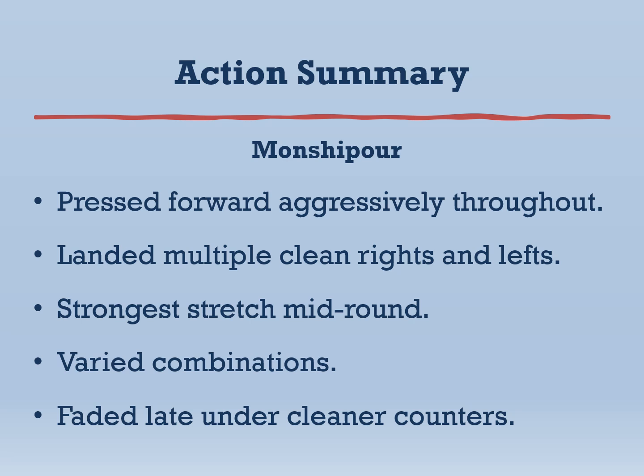Monshipour presses forward throughout the round and lands several clean hard rights and lefts to the head, along with body shots. He then has his best stretch in the middle of the round, controlling the action for about a minute with varied combinations. But he then fades late under Sithchatchawal's cleaner counters and is unable to defend the final barrage.